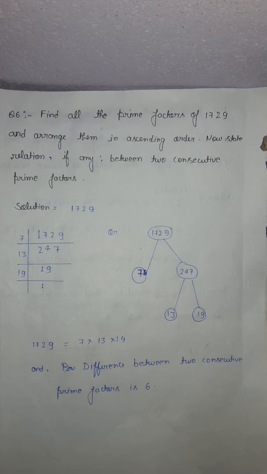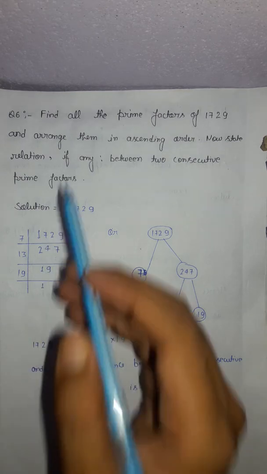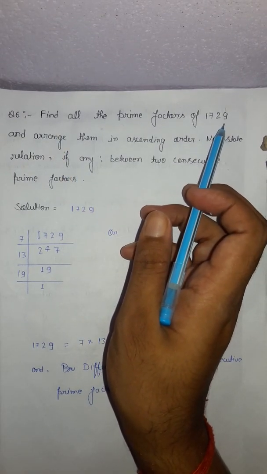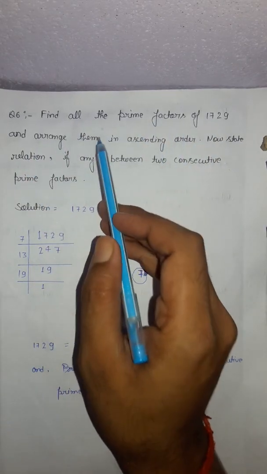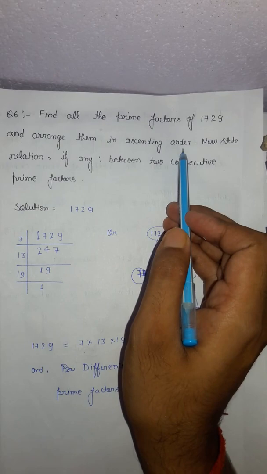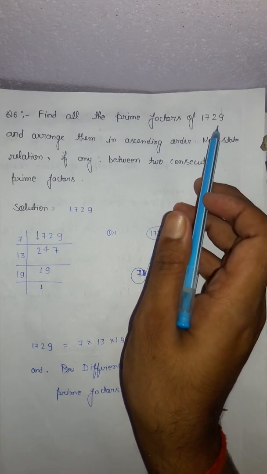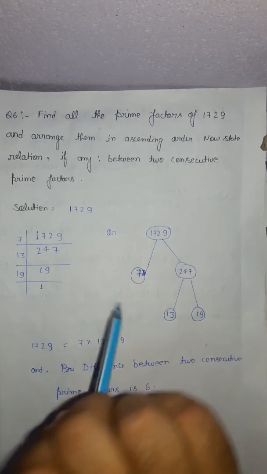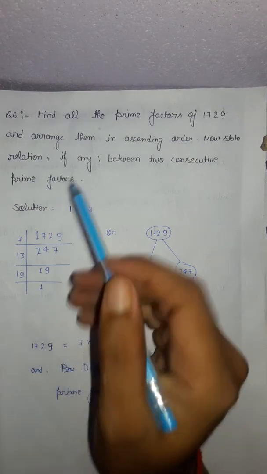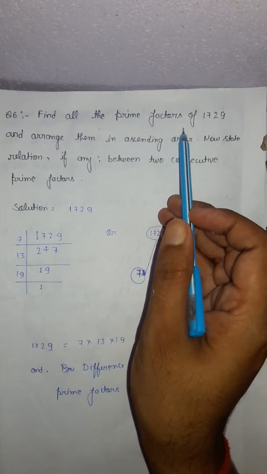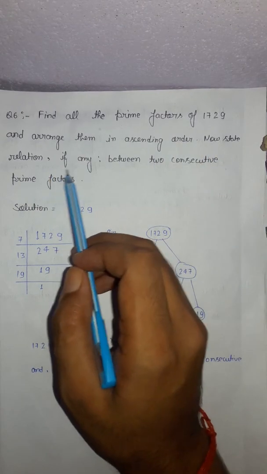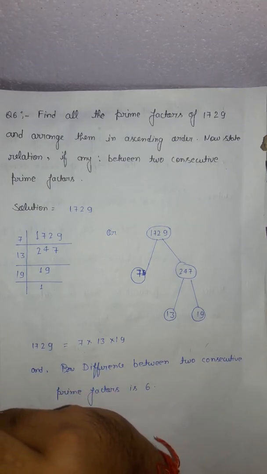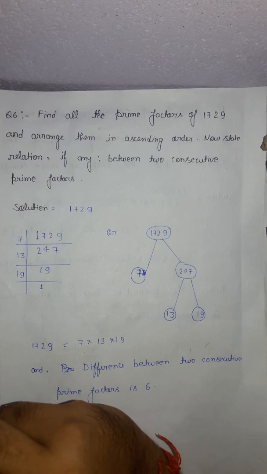See the question. Find all the prime factors of 1729 and arrange them in ascending order. We have to find all its prime factors. You know the methods of finding prime factors: one is the division method and the other is the tree method. After that, state the relation, if any, between two consecutive prime factors.